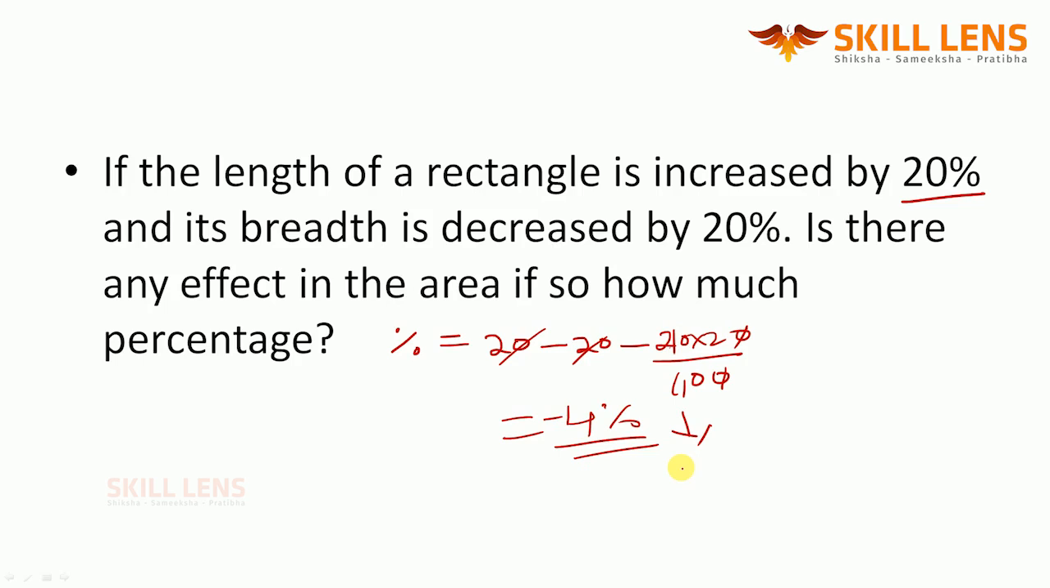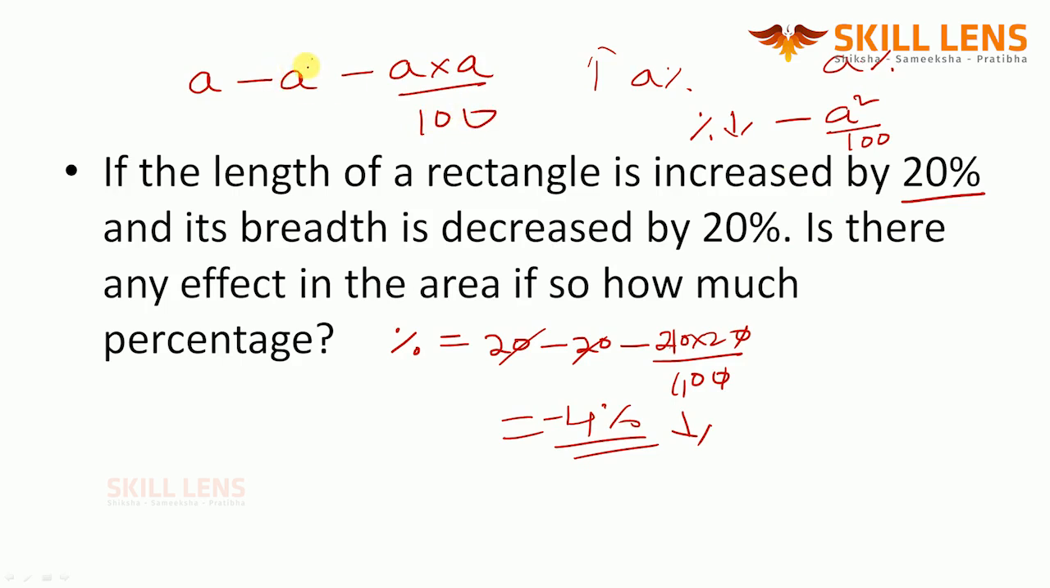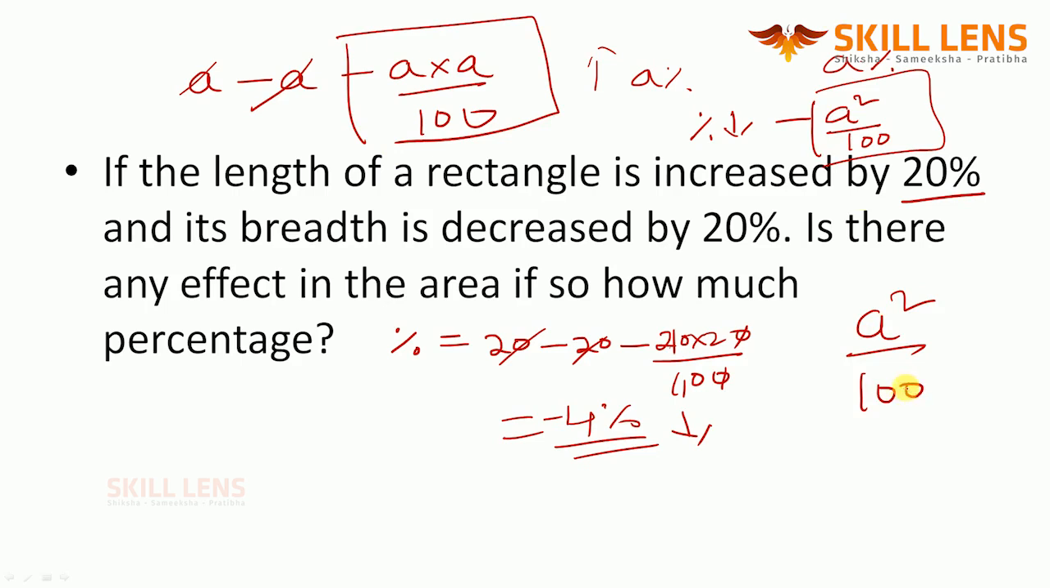And I want to emphasize this particular point. When there is a percent increase and a percent decrease by the same amount, the result is always a decrease of minus a square by 100. Why? Just substitute in the formula: a minus a, plus a into minus a by 100. Anyway, the first part is always going to be cancelled. You are left with only this part, which is nothing but a square by 100.